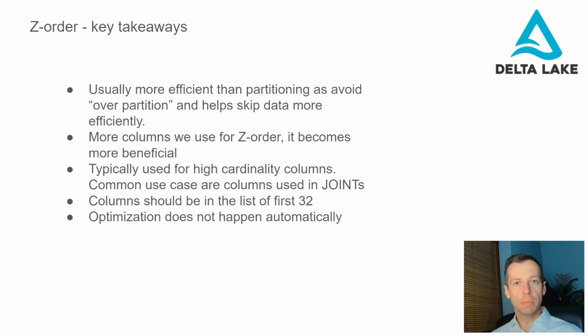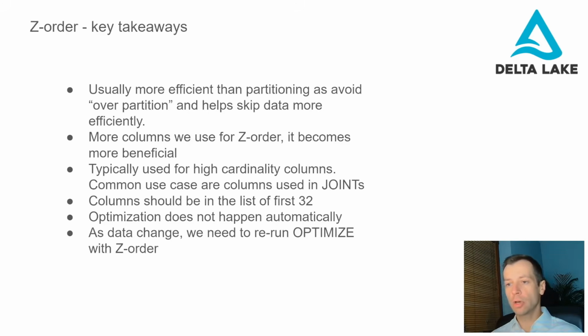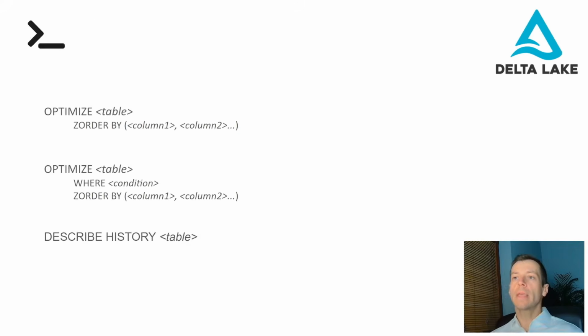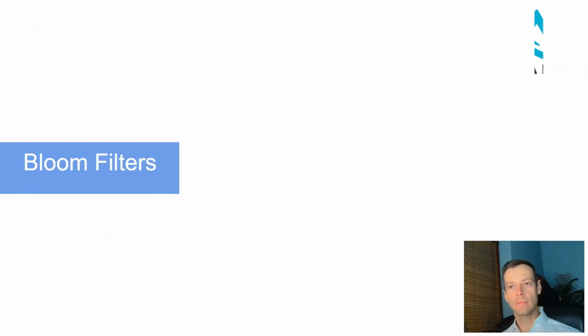And optimization does not happen automatically. We need to run optimize. So if we add more data, we will not fully benefit from the Z order, or if we remove it, the same story. And as data change, we need to rerun optimize with the Z order. So that's what we just said. And what is very interesting is that we can use a Z order inside the partitions. And this is a summary of the commands which we have used in the previous notebook.